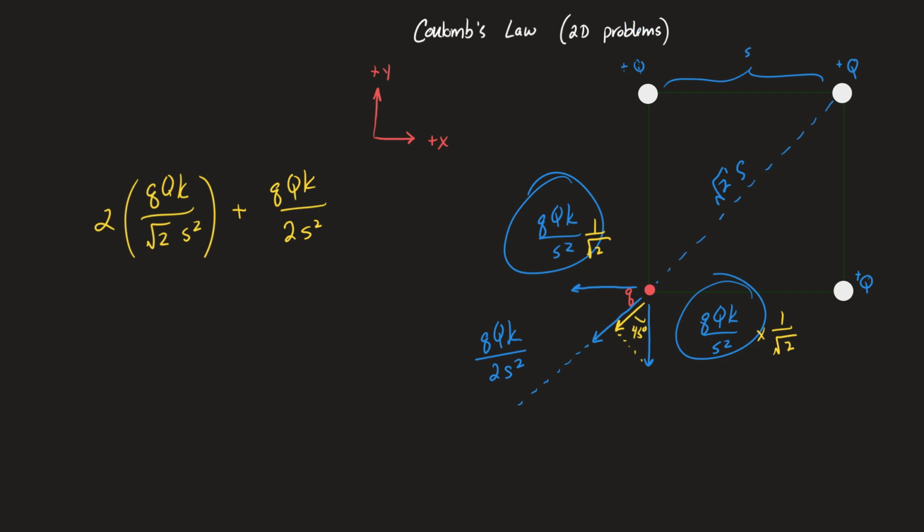Now, we can do some mathematical work here that I think is probably in our best interest. So I will pull out the QQK over S squared, since it's common to both. And then we'll just have a factor in here. 2 times 1 over the square root of 2, and 1 over the square root of 2 is just the square root of 2. Plus 1/2. I think we're done. Any questions?